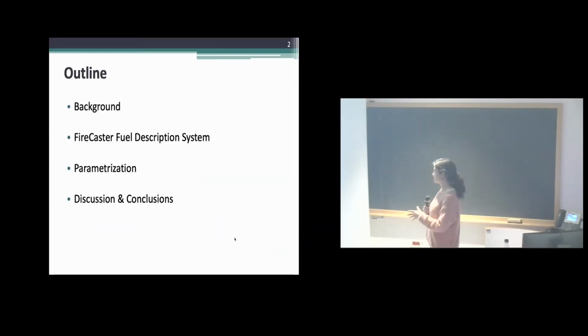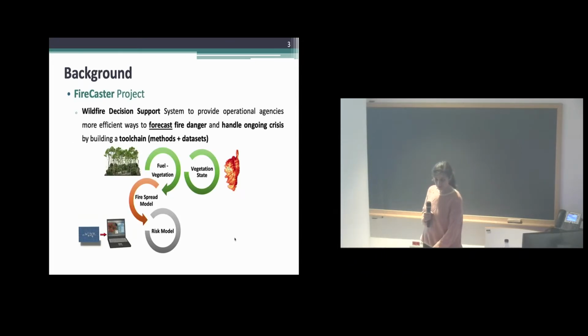I will start my presentation with a brief background on the aims of the Firecaster project. Then I will go through the introduction to the Firecaster field description system and its parametrization, and a little bit of discussion. The aim of the Firecaster project, we've seen several presentations and we are going to see more, was to develop a wildfire decision support system to provide operational agencies more efficient ways to forecast fire danger.